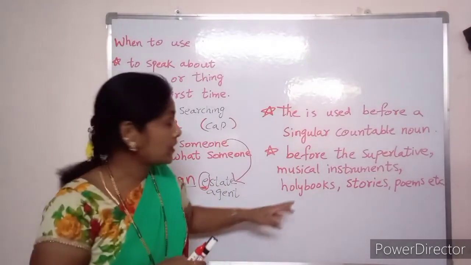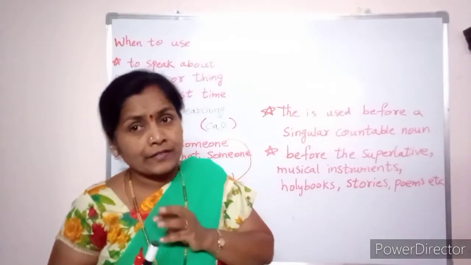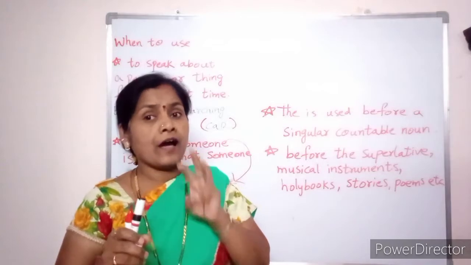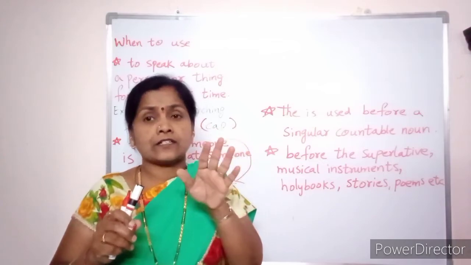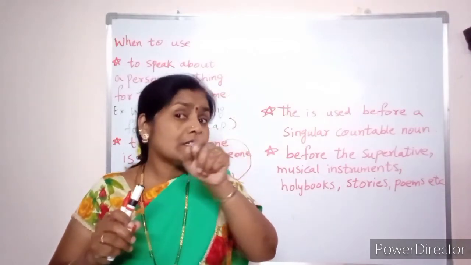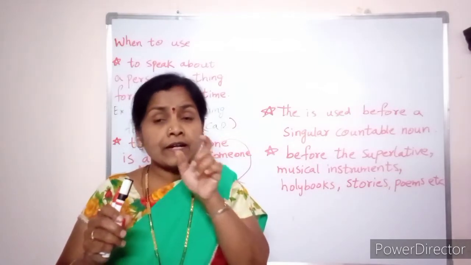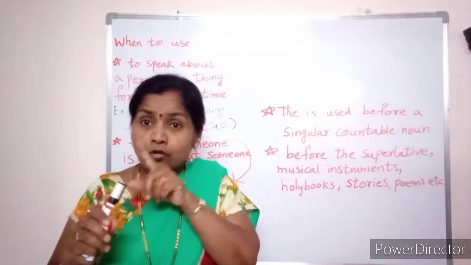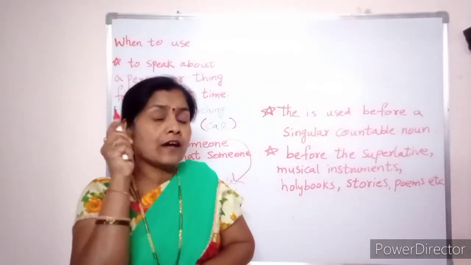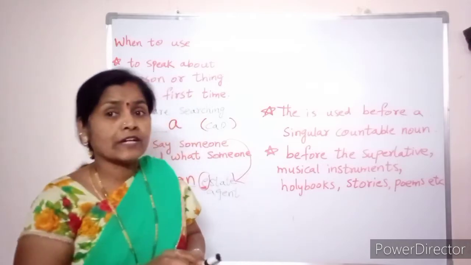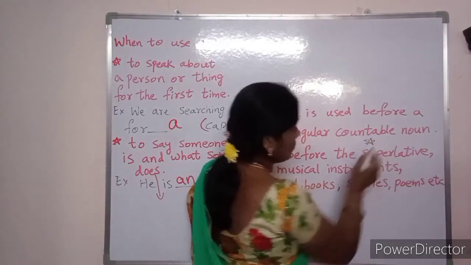And in which other cases will we use the? Before the superlative. In adjectives there are the positive, comparative and superlative forms, for example, hard, harder, hardest. Now before hardest we use the. The diamond is the hardest stone. So what should you write there? Hardest is the superlative form of the adjective: hard, harder, hardest. So in those cases you should write down the. This point is very important. When you are writing the superlative form, you should write down the.